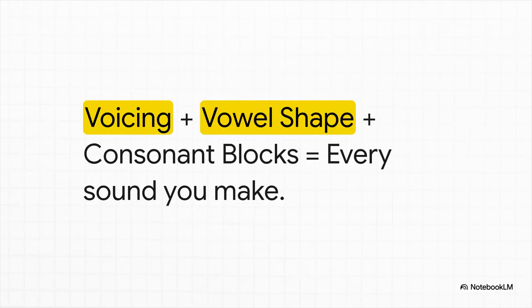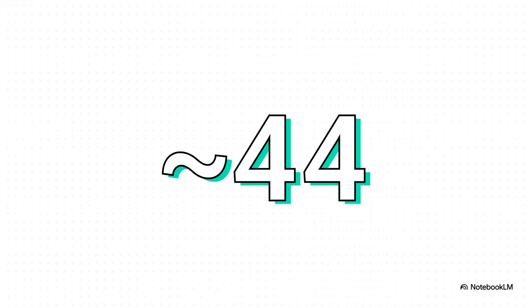And this is really it. The entire system on one line. Is my engine on or off? What shape is my tongue making for the vowel? And for this consonant, where and how am I blocking the air? That's everything. That is the fundamental code of speech. So using that simple code, how many unique sounds or phonemes do we actually create in the English language? You'd think it'd be hundreds, maybe thousands, right? Nope. It's only about 44.